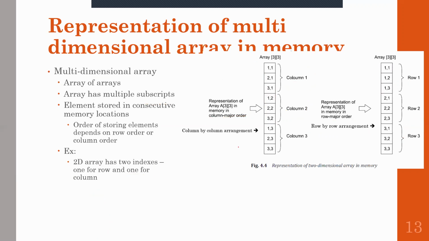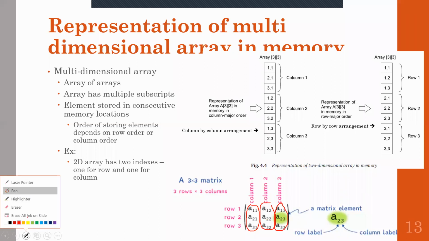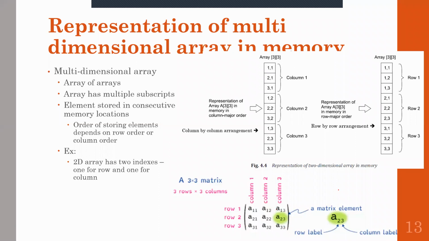Now let us see what these actually are. Whenever we are considering a 3 by 3 matrix, these are the row elements. This is pertaining to row 1, these elements are pertaining to row 2, and these elements are pertaining to row 3. Similarly, when we look at the columns, this is the first column, this is the second column, and this is the third column.